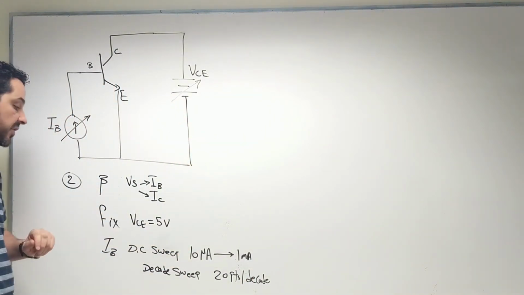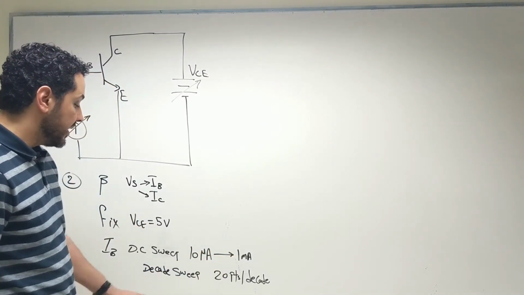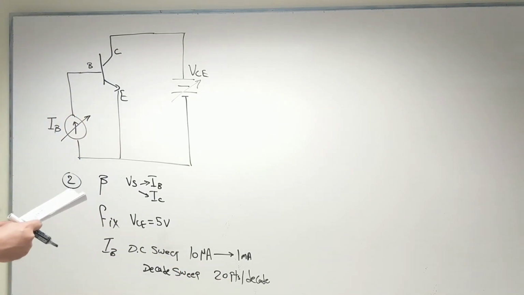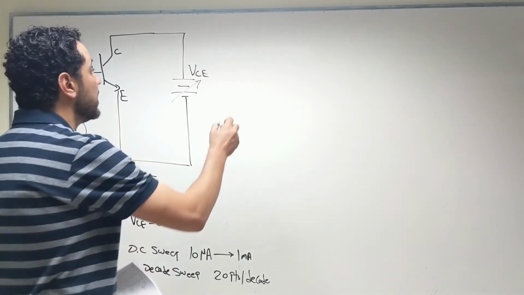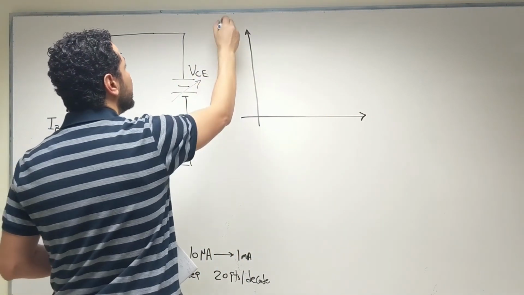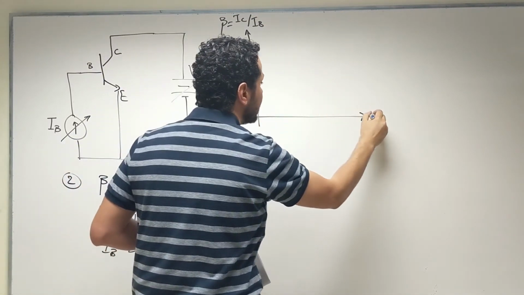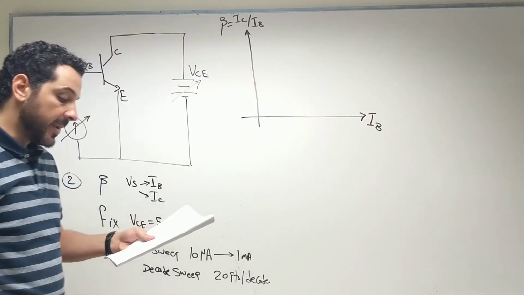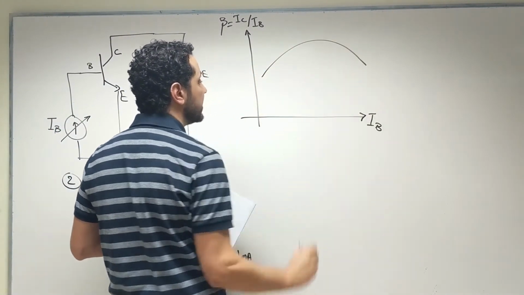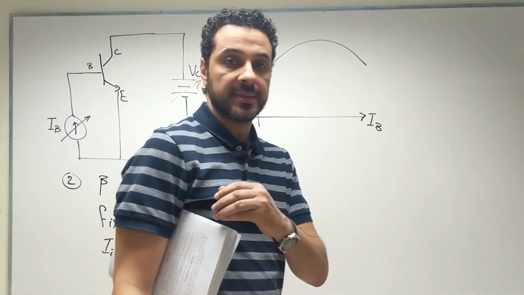Fix VCE to 5 volt, sweep I base between 10 microampere to 1 milliampere, and choose decade sweep with 20 points per decade. Once you simulate the circuit, you are going to plot beta, which you can choose to plot as IC over I base against I base, okay? And then you are supposed to get a curve that looks like this, which means that beta changes with the value of I base, right?